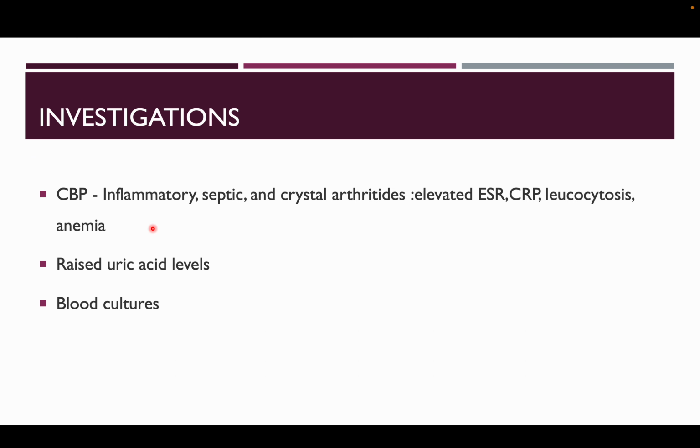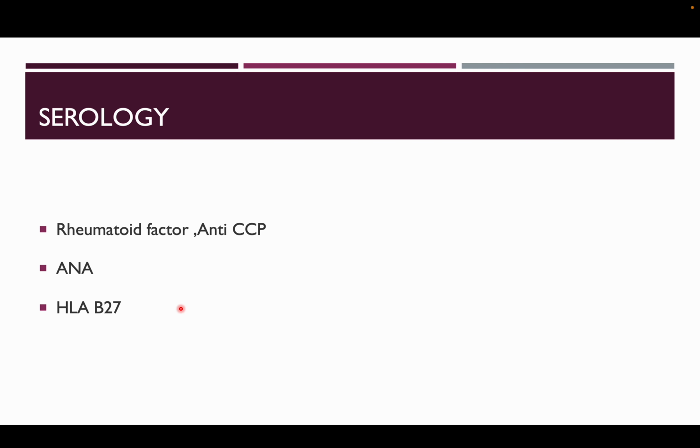CBC we send for any inflammation, any septic arthritis, any neutrophil elevation. In crystal arthritis you look for any elevated ESR, CRP, leukocytes, and anemia. Any chronic inflammation can have anemia of chronic disease, and leukocytosis is commonly seen in inflammation, and infection can also cause it. ESR and CRP are raised in the case of inflammatory arthritis. Any raised uric acid, and culture, blood culture should be sent. Serology we send for RF, anti-CCP, ANA, and HLA-B27, especially in the case of spondyloarthritis. These are the tests we do in the case of inflammatory arthritis.